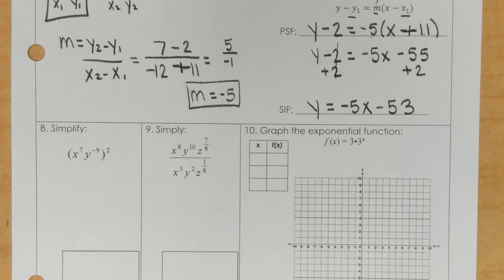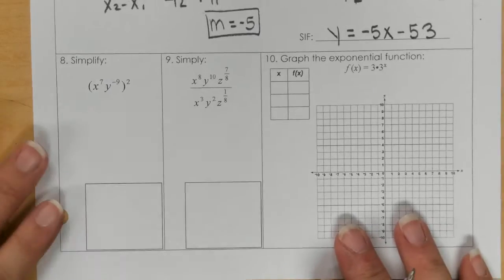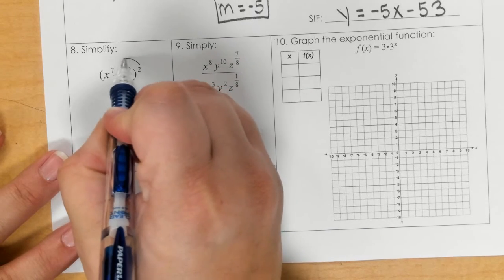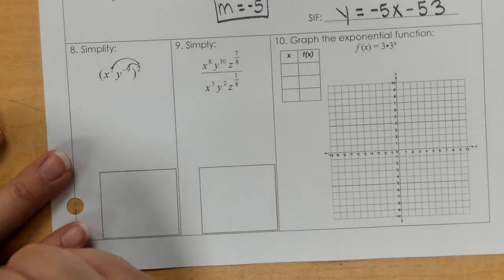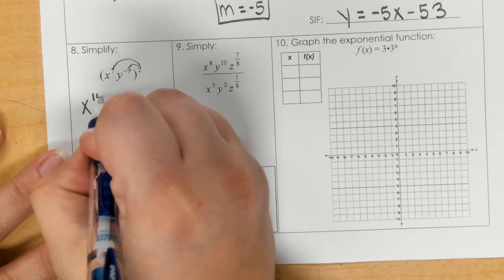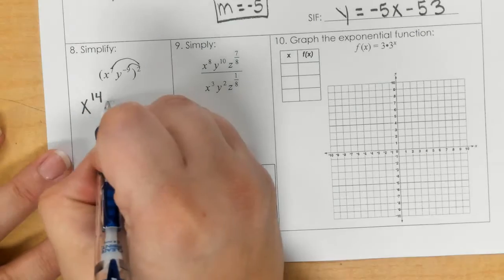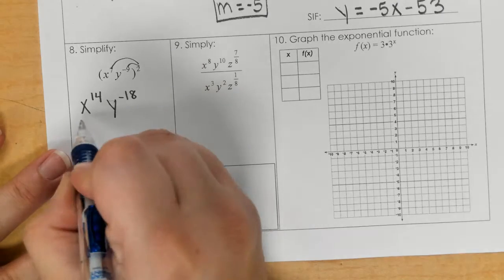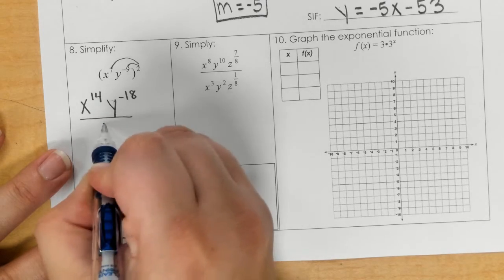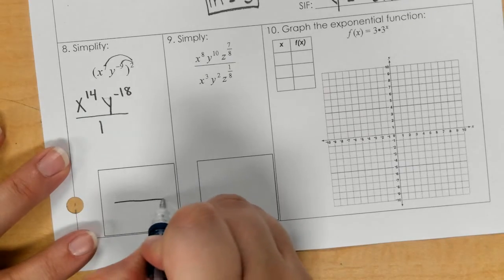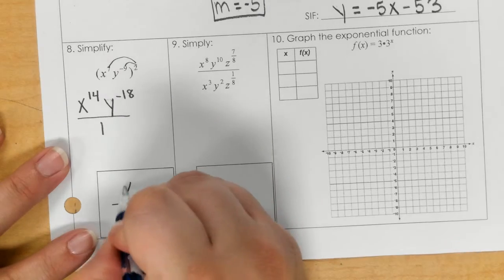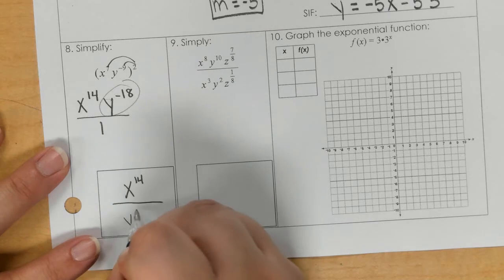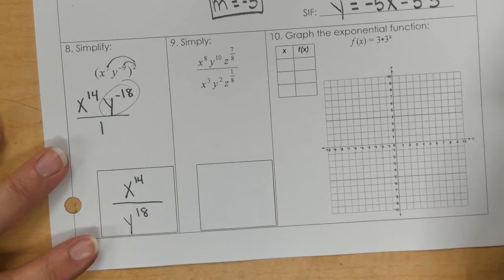Okay, and then for the last 3 on this page, this has to do with exponents. Because I have the parentheses, I'm going to distribute that 2 to the 7 and the -9. So I have x to the 14th, and then I have y to the -18th, but I can't leave it negative, so I put the whole expression over 1, making it a fraction. So the x to the 14th stays where it is, since it's a positive exponent. The y, however, will move to the bottom and become a positive exponent.